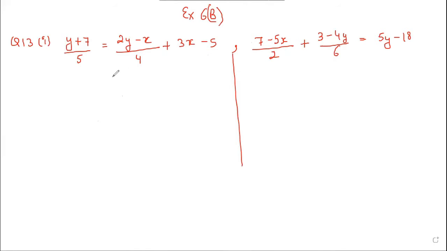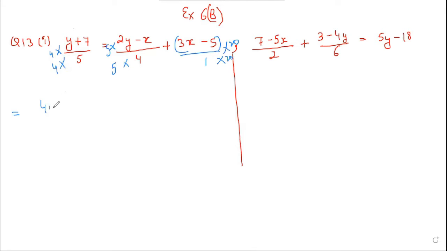5 and 4, what is the LCM of 5 and 4? 20. So I multiply this number by 4, this number by 5, and this whole term, whose denominator is 1, by 20. So multiply by 20, multiply by 20. Is it making sense? The work is very untidy, but bear with it.